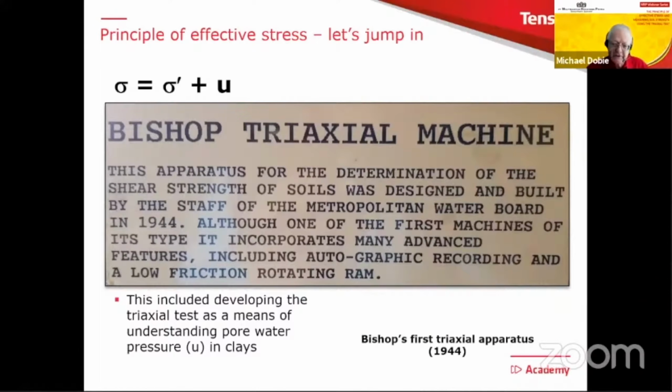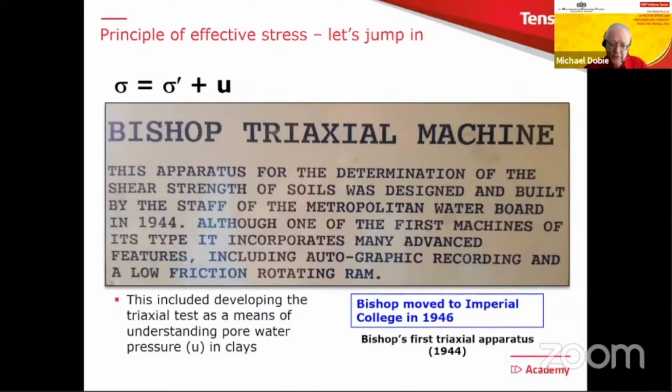I'm not going to read through this. It'll be in the slides when you get them. But what's rather important is that at this stage in his career, Bishop was actually working in industry. He was working for what was then called the Metropolitan Water Board, designing embankments that retain water supply all around the west side of London. Anybody who drives around there will see these things. And Bishop actually moved to Imperial College in 1946.